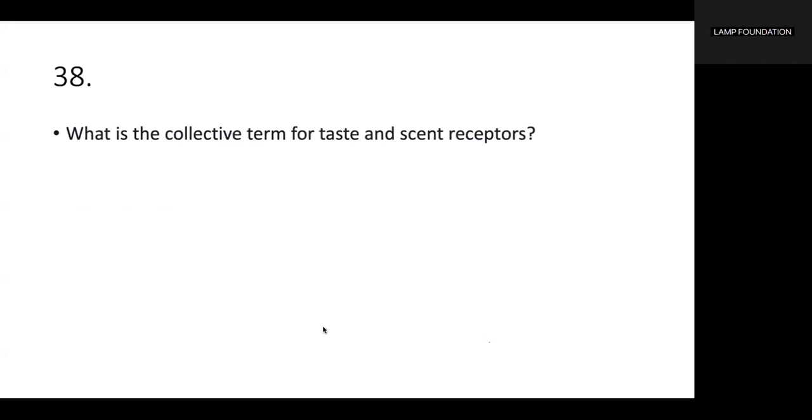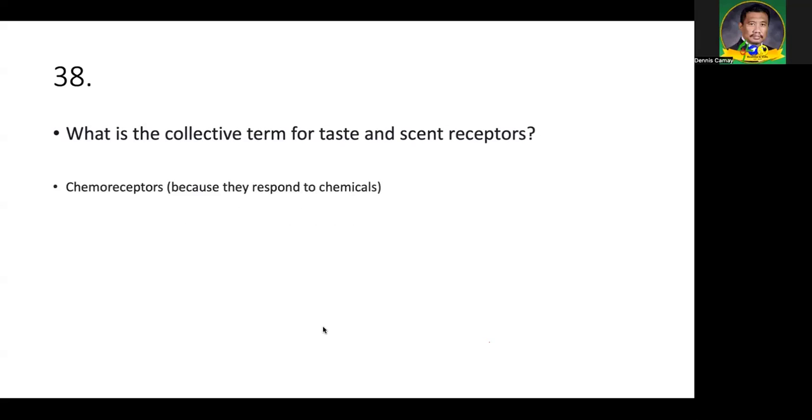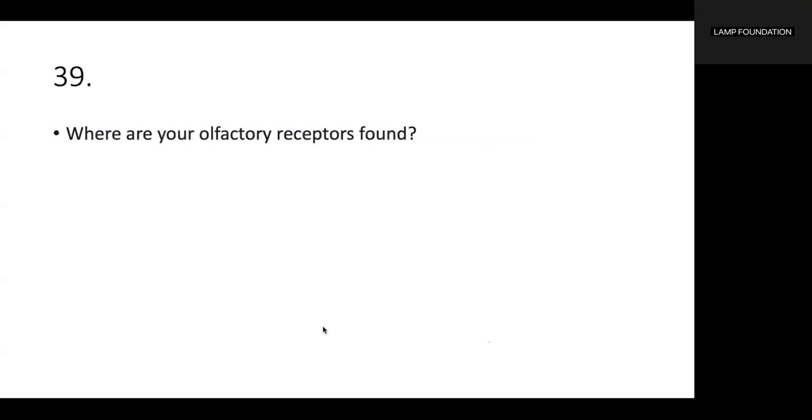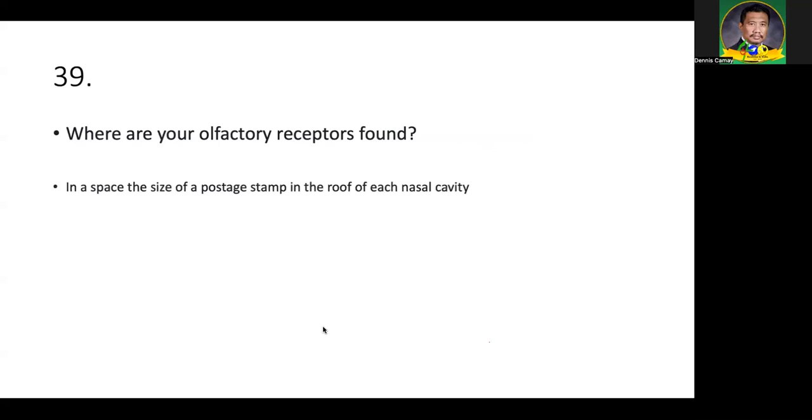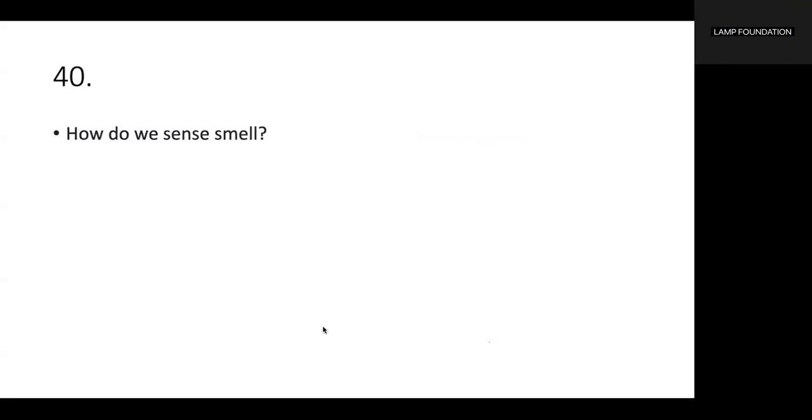What is the collective term for taste and scent receptors? Chemoreceptors, because they respond to chemicals. Where are your olfactory receptors found? In a space the size of a postage stamp in the roof of each nasal cavity. How do we sense smell?